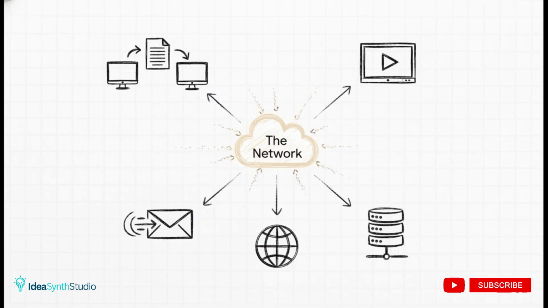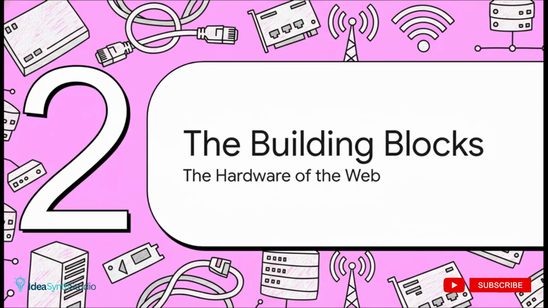And think about it, pretty much everything you do online, from zipping a file over to a friend to binge watching your favorite show, totally relies on a network. All of these everyday things are only possible because our devices have a way to talk to each other. Okay, so that's the what. Now let's get into the how.